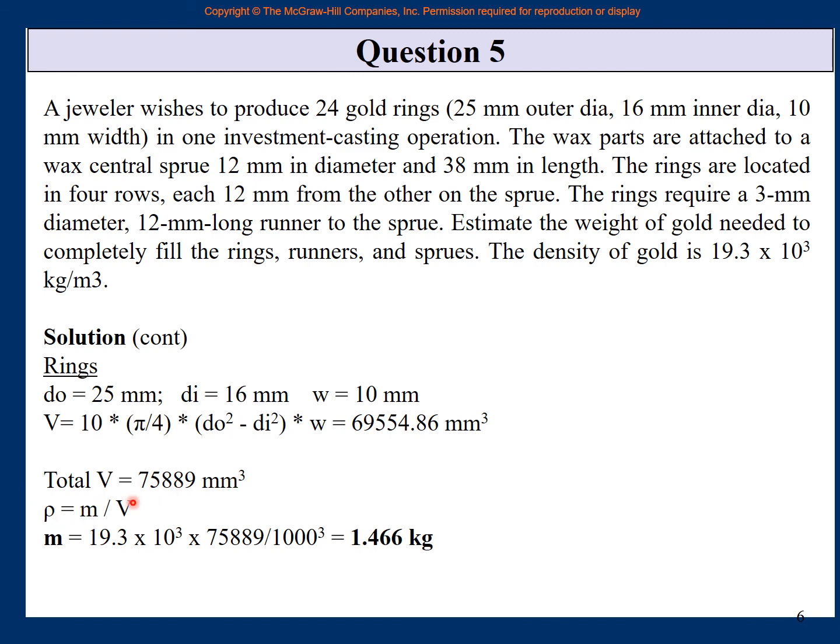Density is mass per unit volume. So mass is density into volume. Density is given, total volume is given. Just do it and you get the kilogram. This I have divided by 1000 cube because it is in millimeter. 1 meter is 1000 millimeter. So therefore I have divided by 1000 cube to get the answer directly in kilogram. Otherwise you will get the answer in a small amount. So directly the answer is 1.466 kilogram.